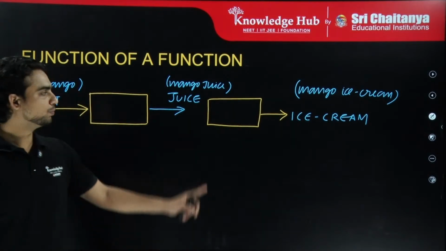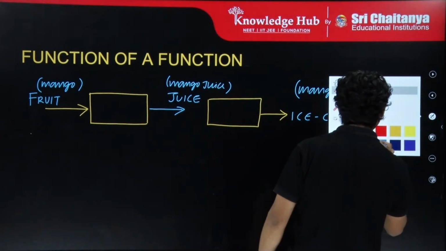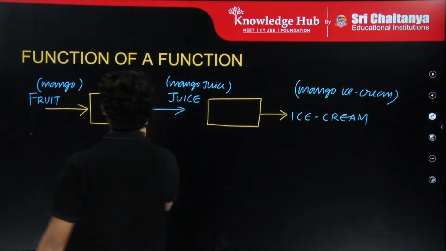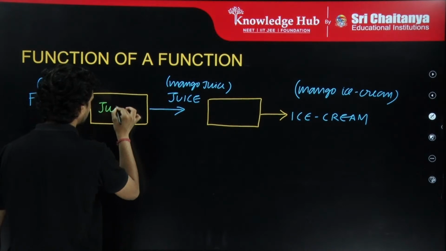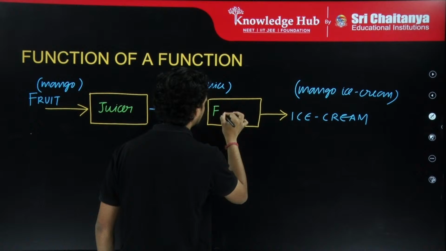Right? So my output is mango ice cream. Now, what are the different machines we will use here? The first machine is a juicer, and my second machine will be a fridge.